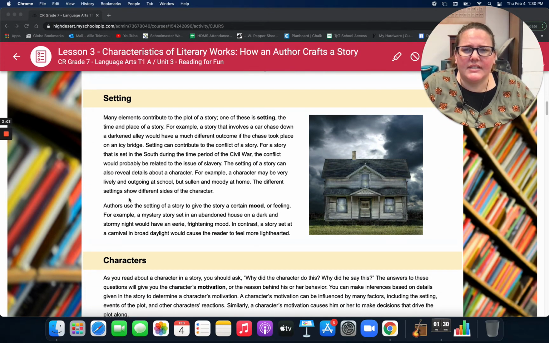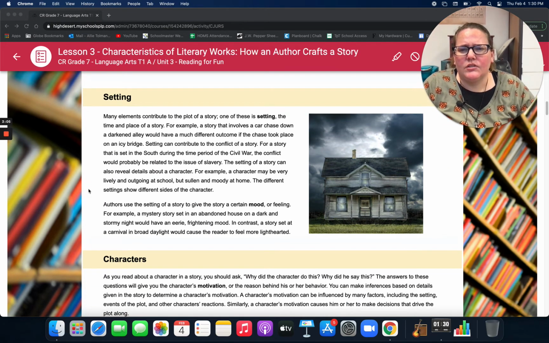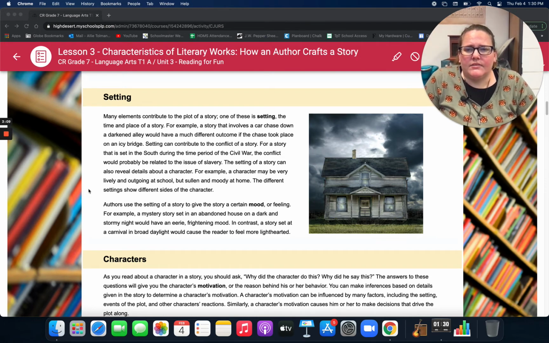Another element is setting. So many elements contribute to the plot of a story. One of these is the setting, the time and place of a story. For example, a story that involves a car chase down a darkened alley would have a much different outcome if the chase took place on an icy bridge. Settings can contribute to the conflict of a story. For a story that's set in the South during the time period of the Civil War, the conflict would probably be related to the issue of slavery.